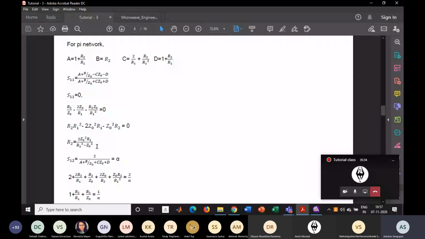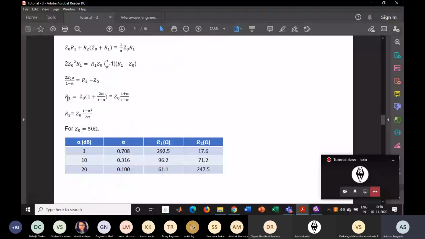and put the values from the previous one, that is R2 equals 2 Z naught square R1 by (R1 square minus Z naught square). You will find out one simplified equation, and then again manipulating, you will find out the two equations for R1 and R2, which will come out like R1 equals Z naught into (1 plus alpha) by (1 minus alpha), and R2 will be Z naught into (1 minus alpha square) by 2 alpha. And it is already told that for Z naught you have to use 50 ohm, and again you put the values of alpha, you will find out the values of R1 and R2 for the pi network.